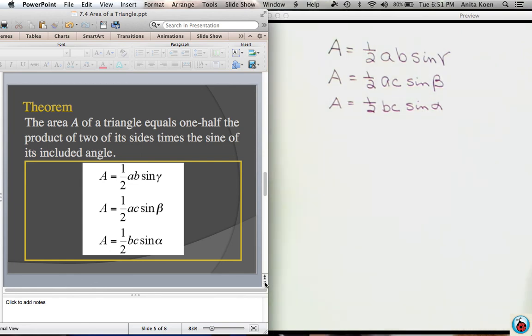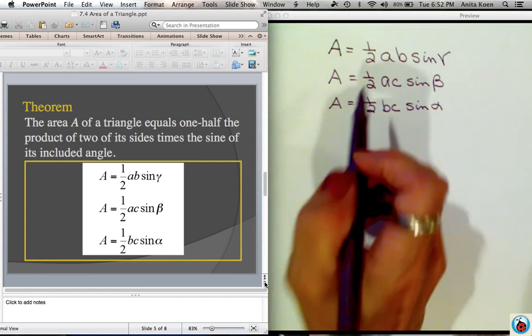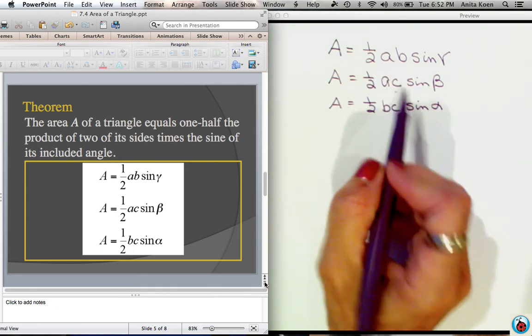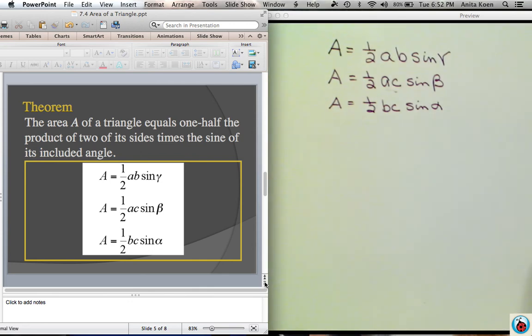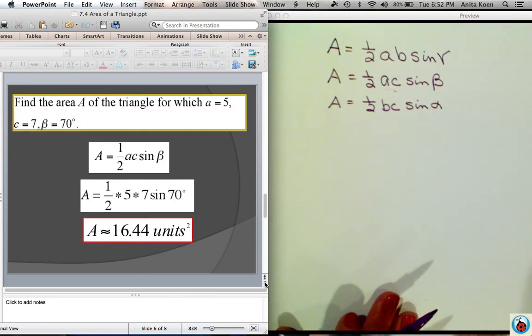If you read the words on this slide and try to learn the pattern instead of trying to memorize all of these letters, then you won't have to worry about it. You'll know the formula. The area of a triangle is 1/2 the product of two sides times the sine of the included angle. So let's look at an example.